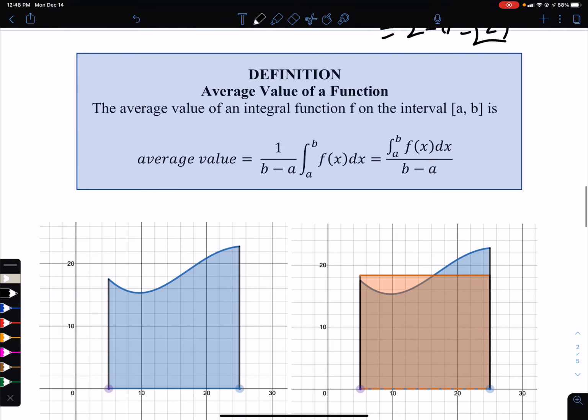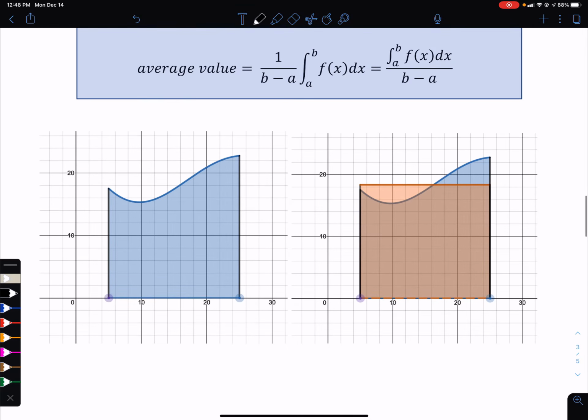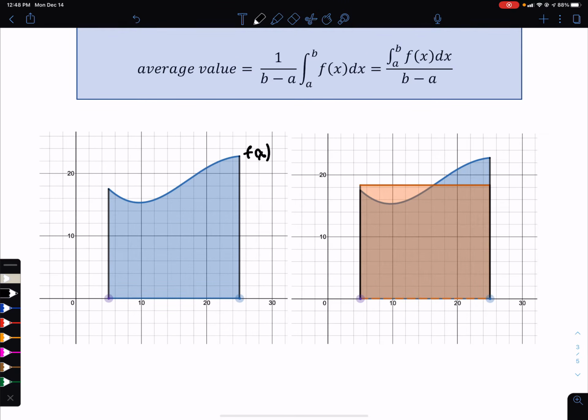All right, average value of a function. Let me kind of explain this. This is a lot easier than it looks. So let me explain. We're calling this function f of x, and we're going from A to B. And imagine this is a swimming pool, an aquarium, and I'm an astronaut, and I'm off into space, and because of no gravity, the top of my aquarium is not flat, it is curved.